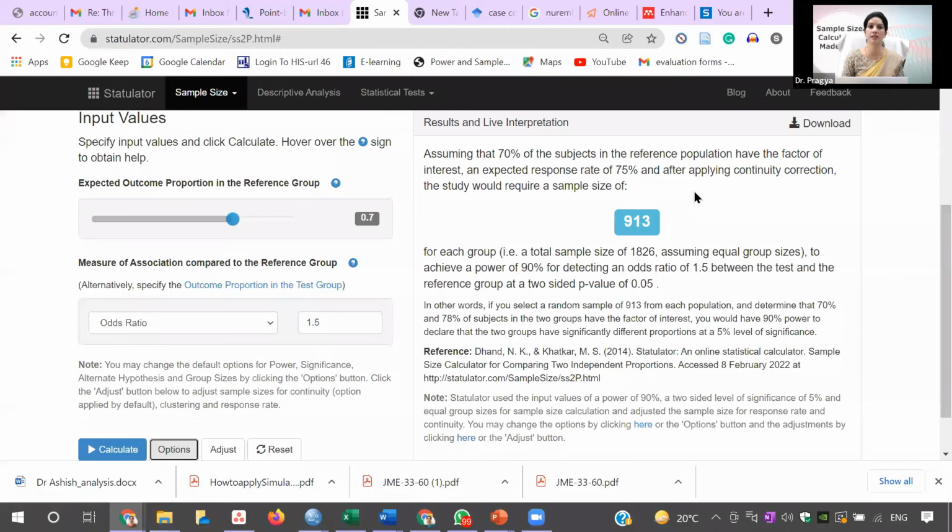That's what we were discussing. If the odds ratio is less, because 1.5 is a less odds ratio, so you need a very large sample size. We remember that with 2 and with 1.5, just with the decrease of 0.5 in odds ratio, the sample size requirement increased to 3 times the cases. So yes, you are right. You have calculated rightly.